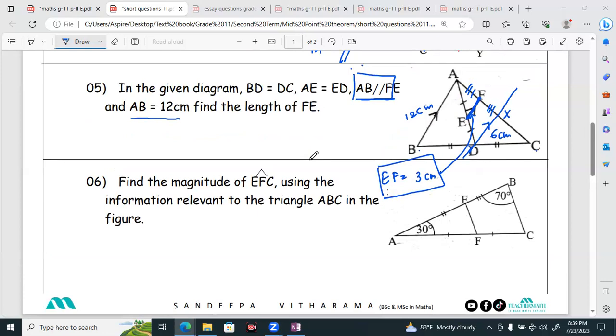Okay. Move to the sixth question. Find the magnitude of EFC using the information relevant to the triangle.